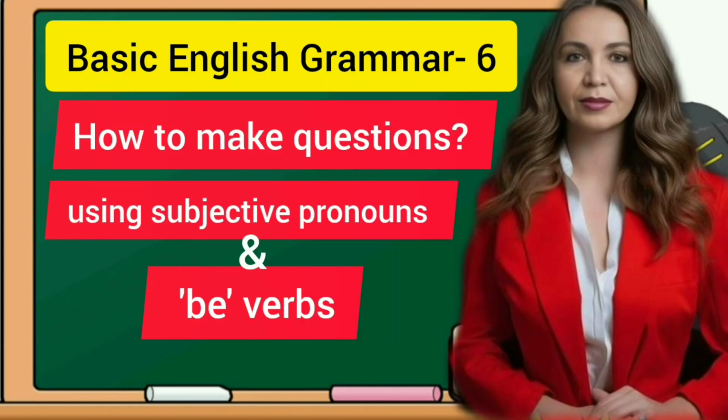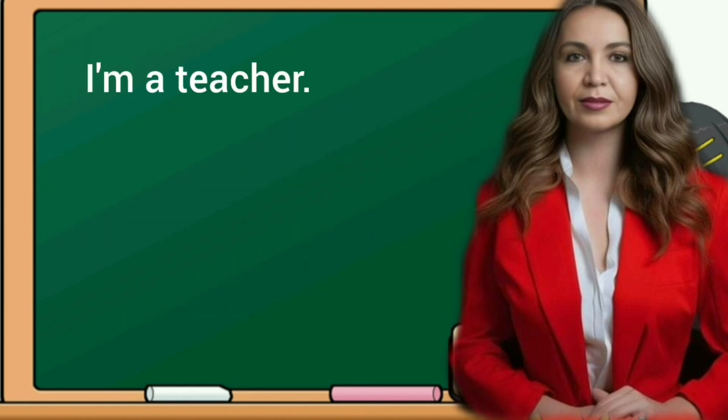In this video, I'm going to talk about how to make a question using a subjective pronoun and a be verb. Let us have a look at this sentence. I'm a teacher. Remember that I'm is a contraction of I am. I am a teacher. So, I'm a teacher.